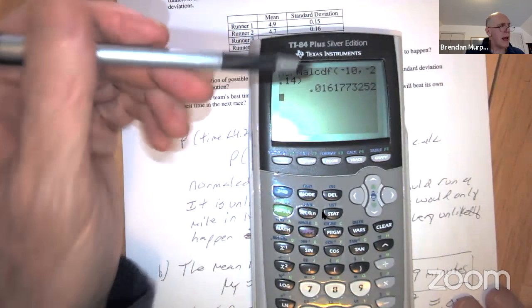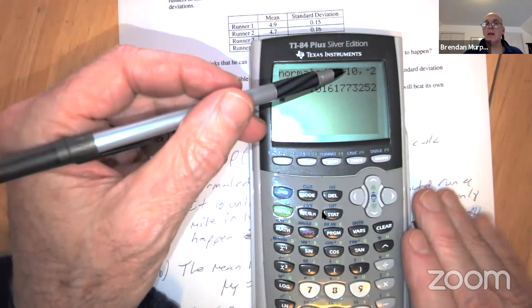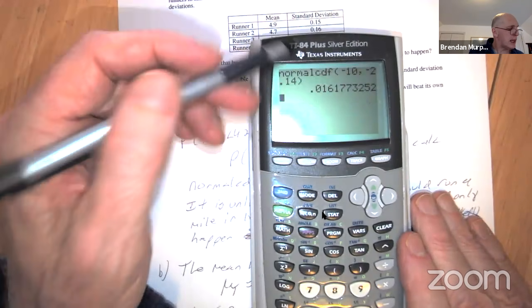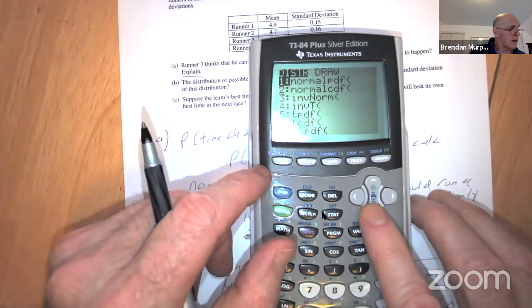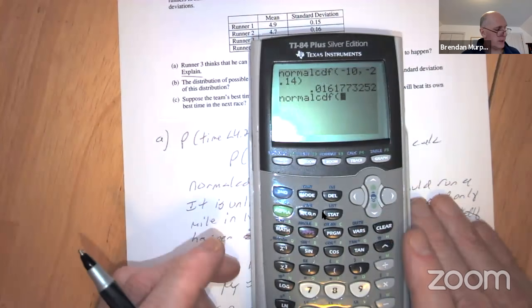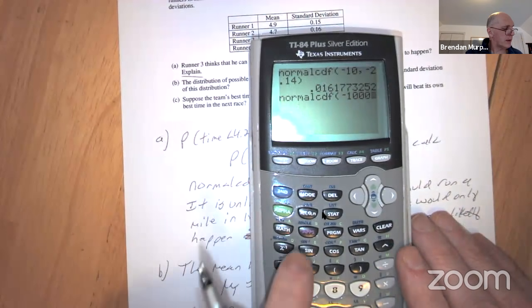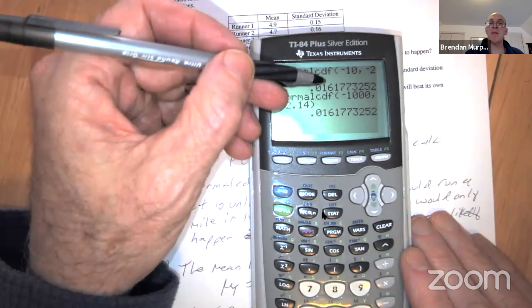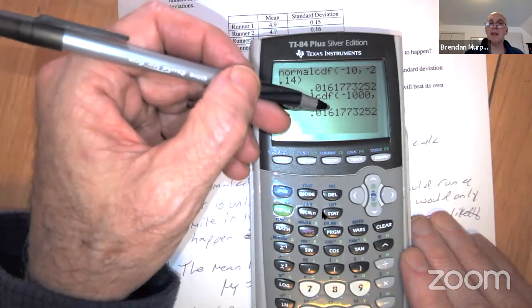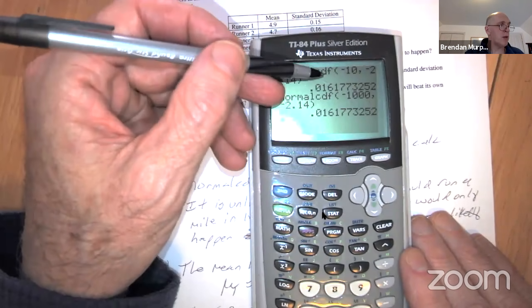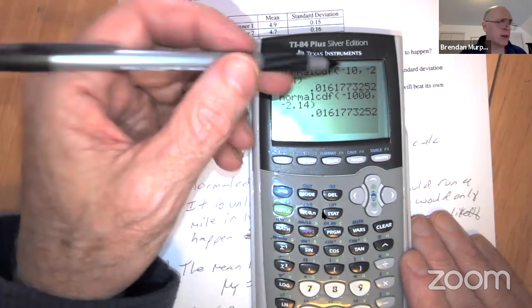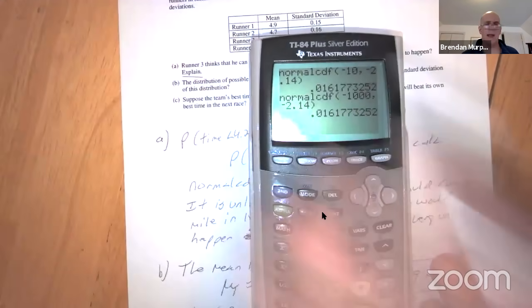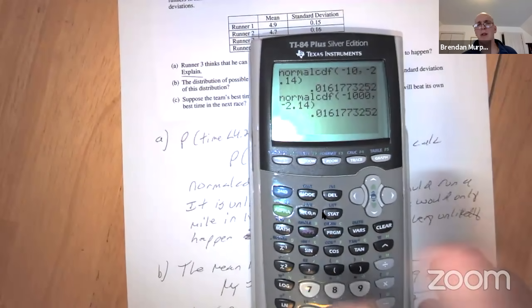-2.14. Now, your teachers may have taught you to type in a different number here. You know, -1,000, minus 2.14. You can see that this number really isn't going to change much, if at all, no matter what my lower bound is. And I know sometimes teachers do 1 times 10 to the -99. I'll leave that up to you and your teachers.